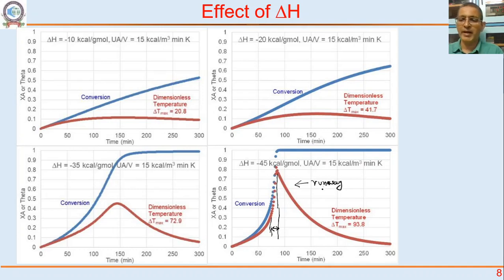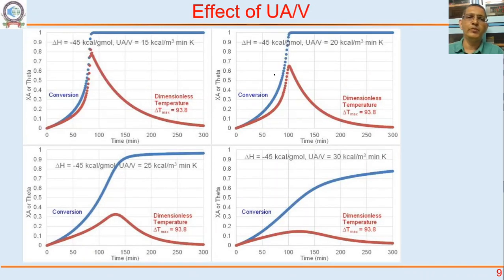Only way to overcome that is to increase our UA by V. If I increase from 15 to 20 to 25 to 30, everything, delta H, is the same. You see, if I increase UA by V, how the peak is reducing from 0.8 to 0.6, 0.65 to 0.2, 0.3 to just 0.1. See how peak is reducing, how I am becoming safer and safer.